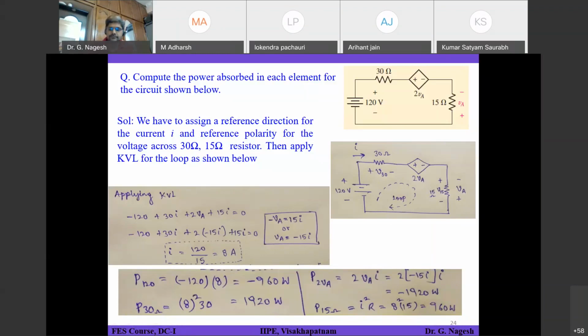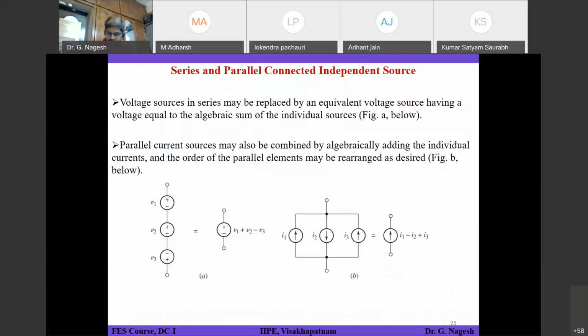So from today we will discuss series and parallel connected independent sources. We have seen there are two kinds of independent sources: one is the voltage source and the other is the current source. If you have independent voltage sources connected in series, whether you can join or add them, that we will see.